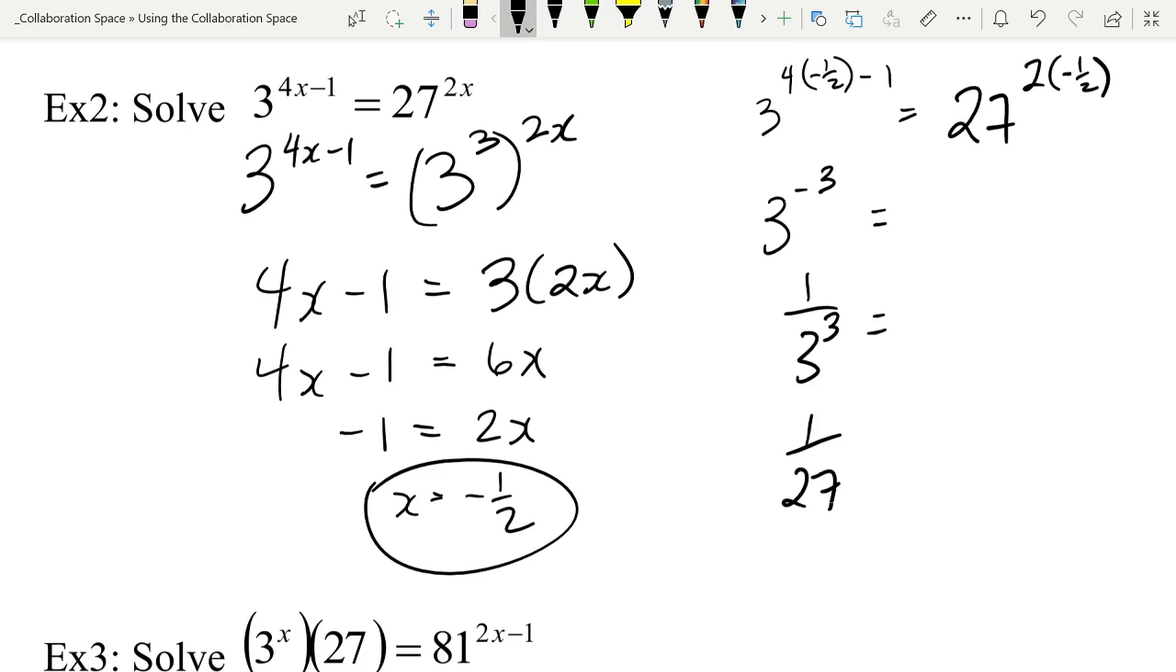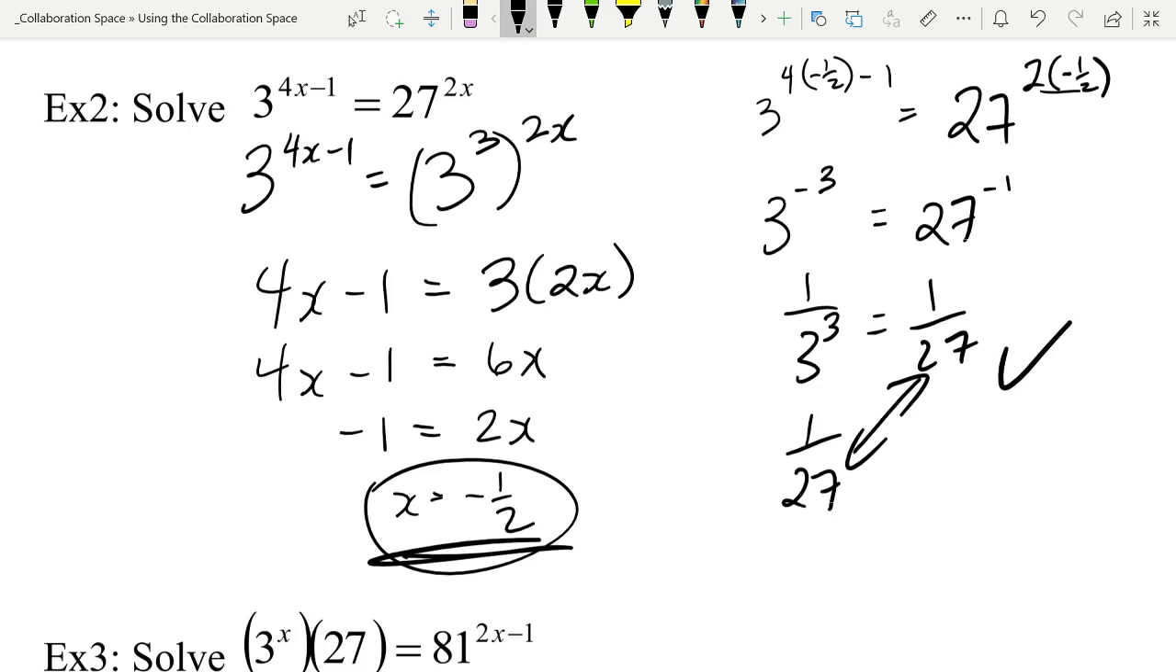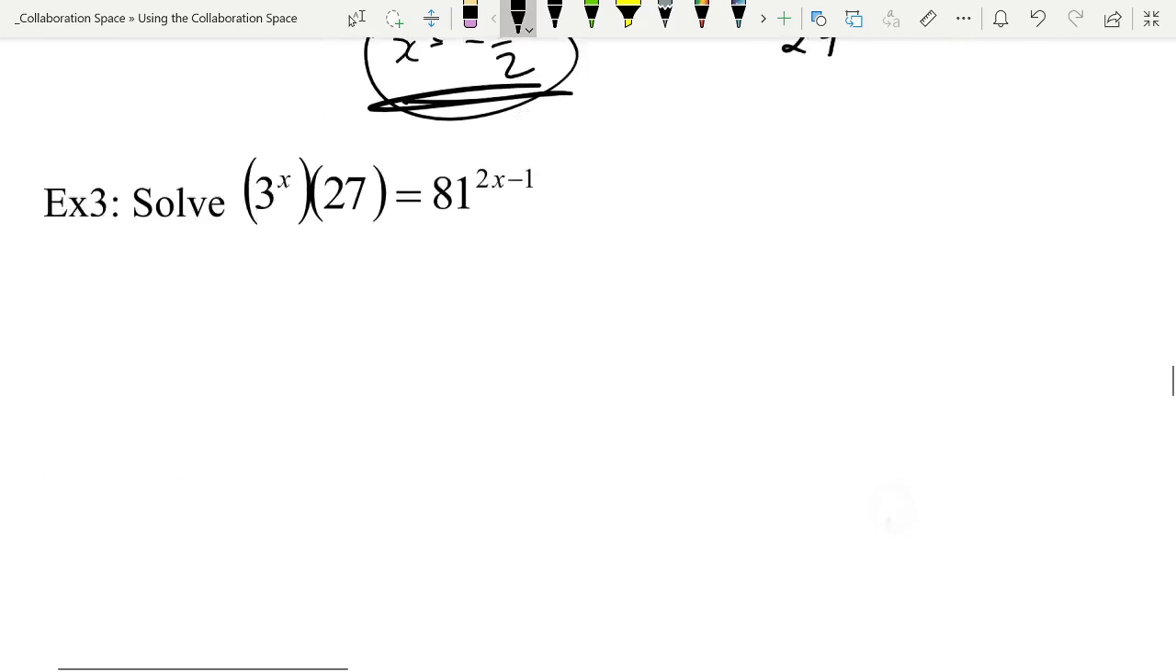There we go. So 2 times negative a half is just negative 1. And yeah, negative 1 makes 1 over 27. So yeah, those two sides are the same. This is the right answer. Yay! All right, they get tougher.